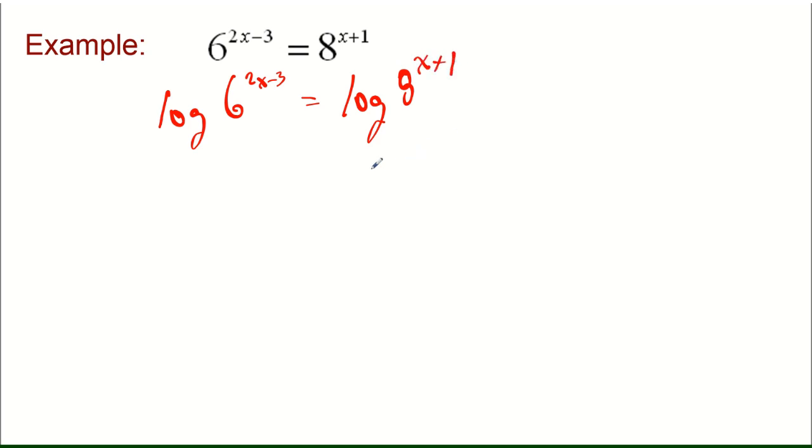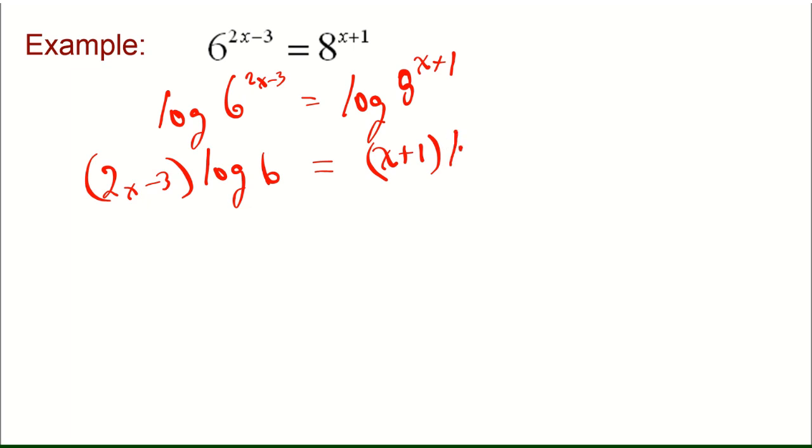So students say, oh, I see, you multiplied by log. That's not what we're doing. We're taking the log, base 10, of both sides. Exponents move to the front. 2x subtract 3, put it in a bracket if it's multiple terms, a binomial. So it's 2x minus 3 multiplied by the log of 6 equals x plus 1, in brackets, multiplied by the log of 8.